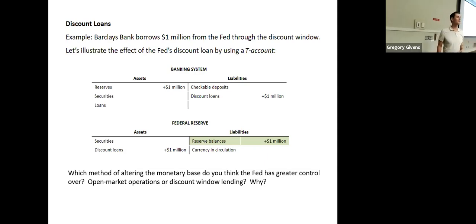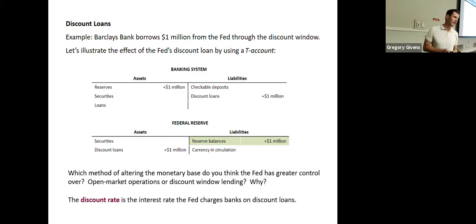The Fed, however, cannot necessarily compel banks to borrow, right? Other banks can try to obtain liquidity by other means, perhaps by borrowing from other banks. And so traditionally, it's thought that open market operations give the Fed much greater precision in adjusting the monetary base. They don't have nearly as much accuracy in using the discount window, and that's because even the Fed can't force banks to take loans from it.